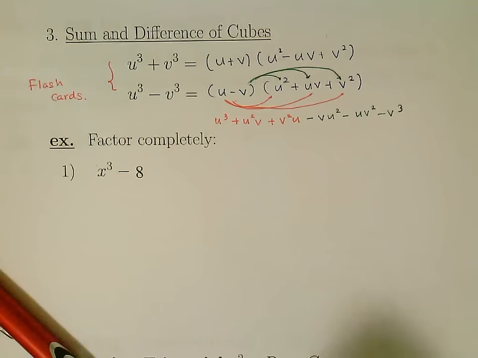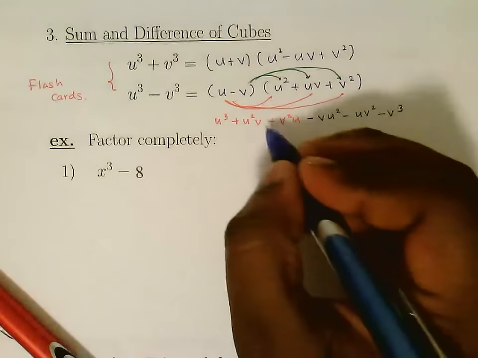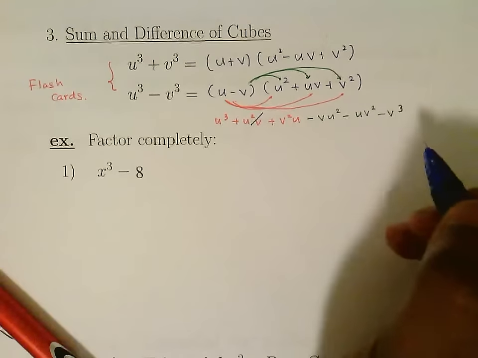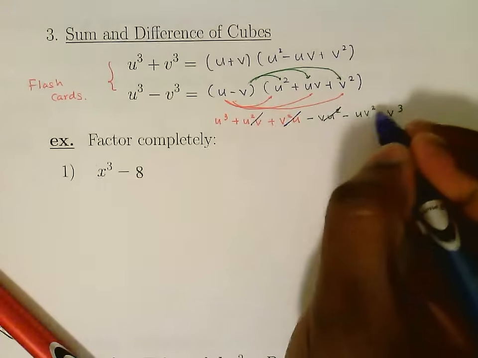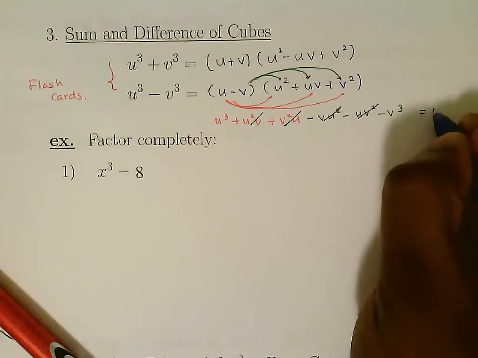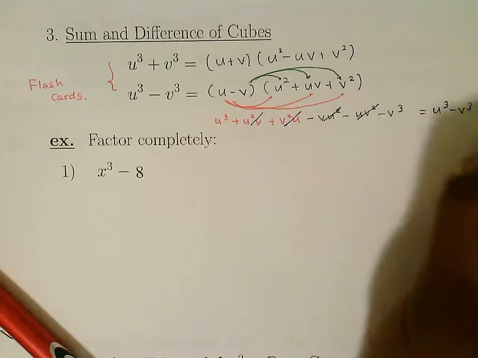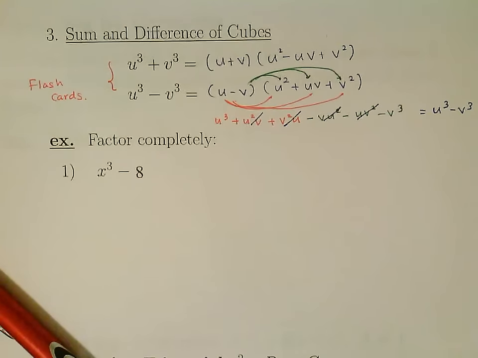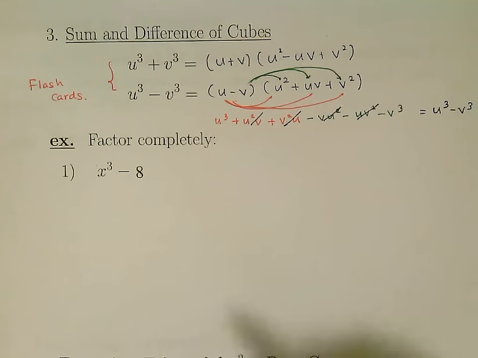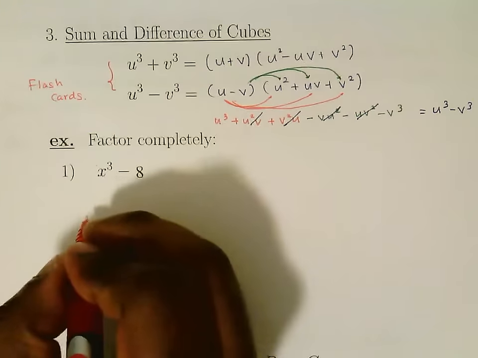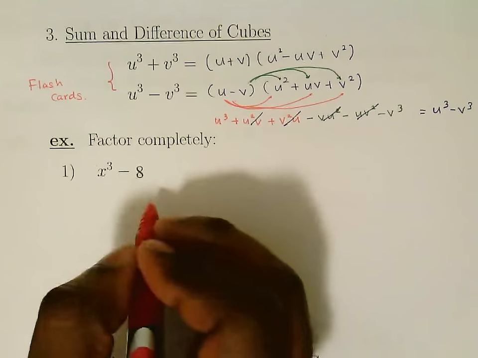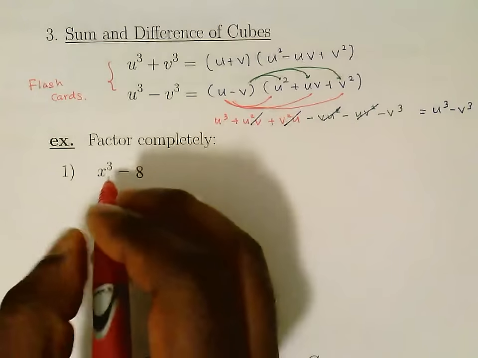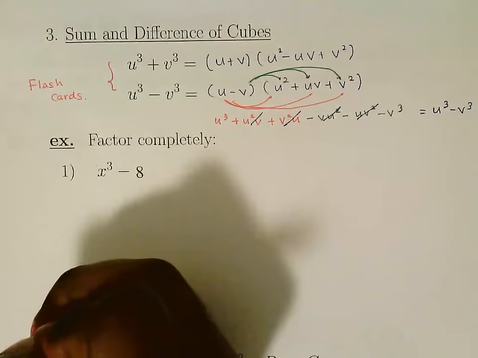And you can easily see that things cancel off. This cancels off with this, and this cancels off with this, so you end up with u cubed minus v cubed. So my formula is correct. Again, remember what you need to memorize is the formula. And once you memorize the formula, when you see some terms, you should be able to factor them using the formula.